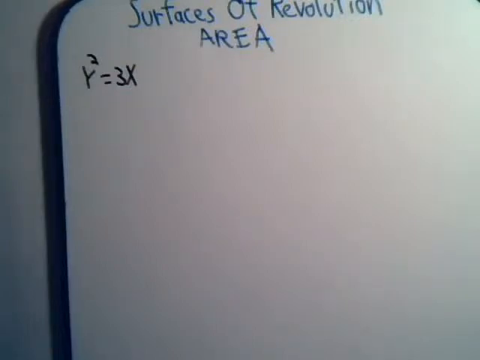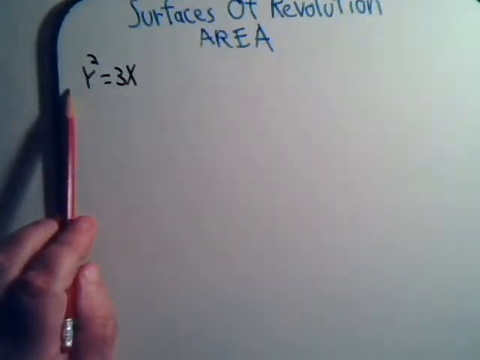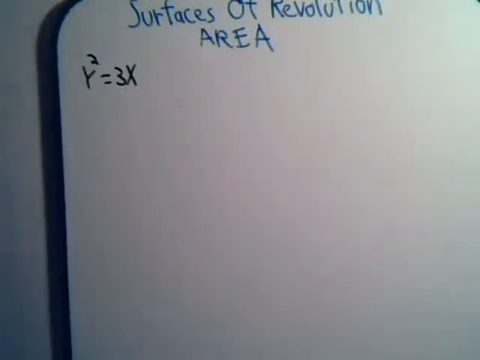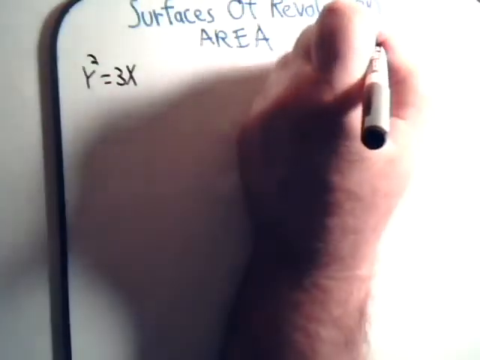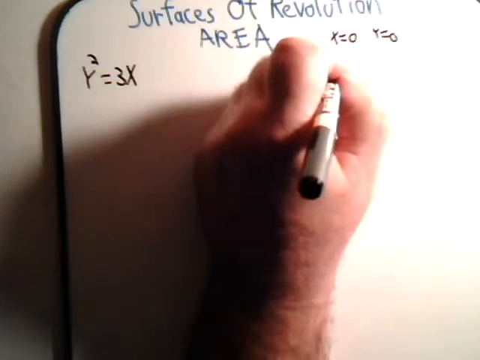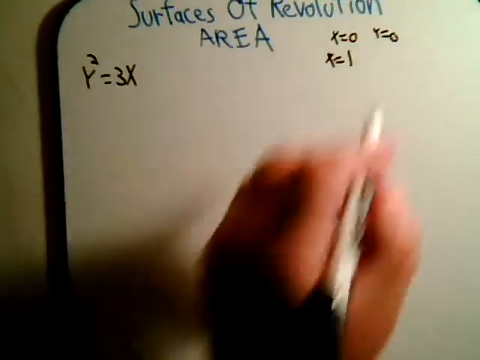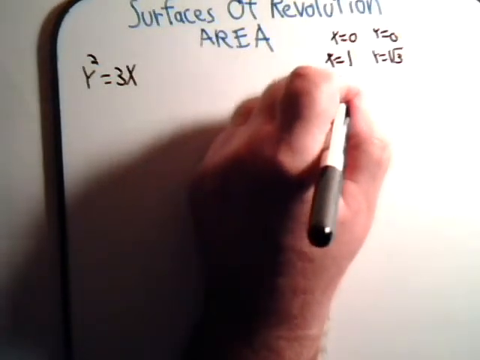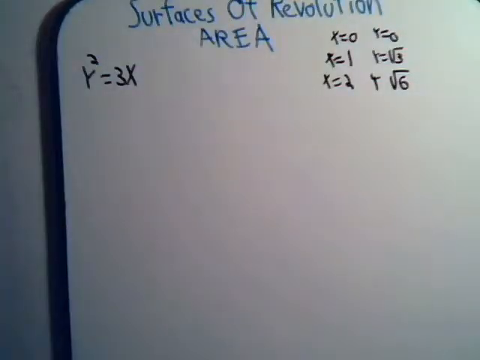So let's just sketch it out. We notice here that x equals y squared over 3. So y could have negative values, but x is always going to be positive because we're squaring y. And let's see, at x equals 0, then y will be 0. At x equal to 1, y is going to be the square root of 3. And at x equal to 2, y will be equal to the square root of 6.